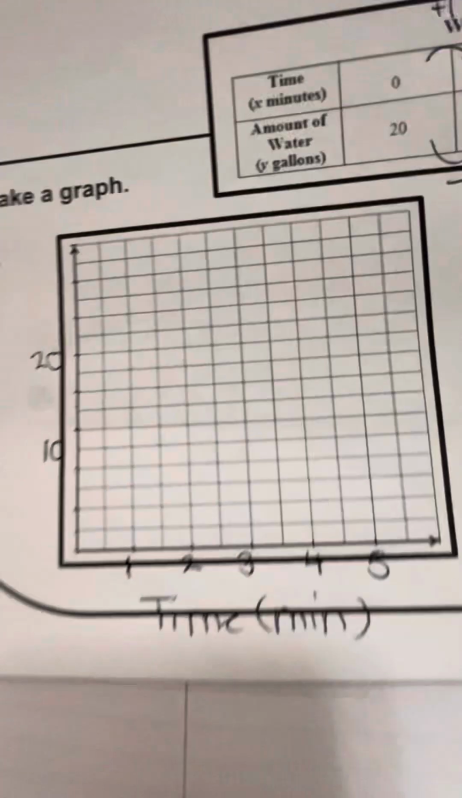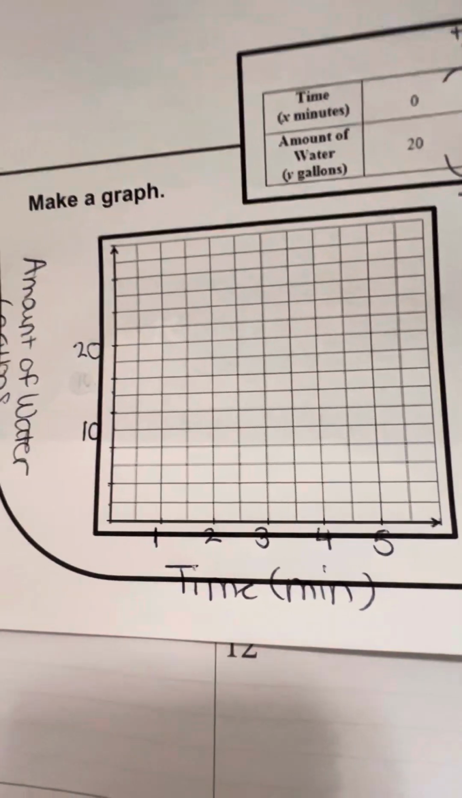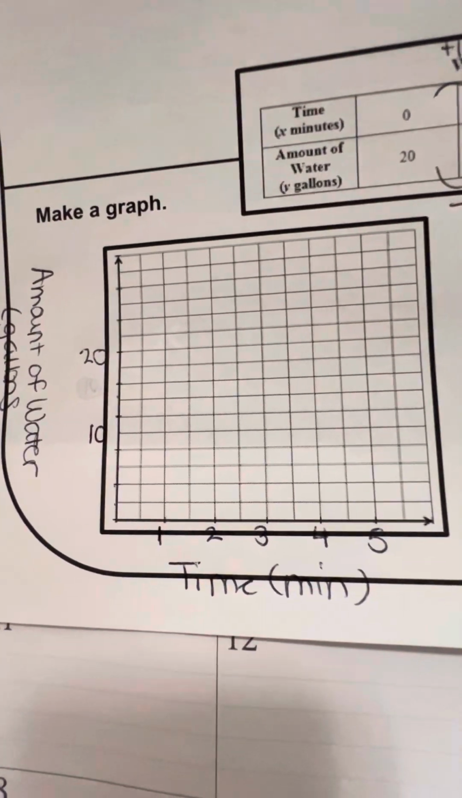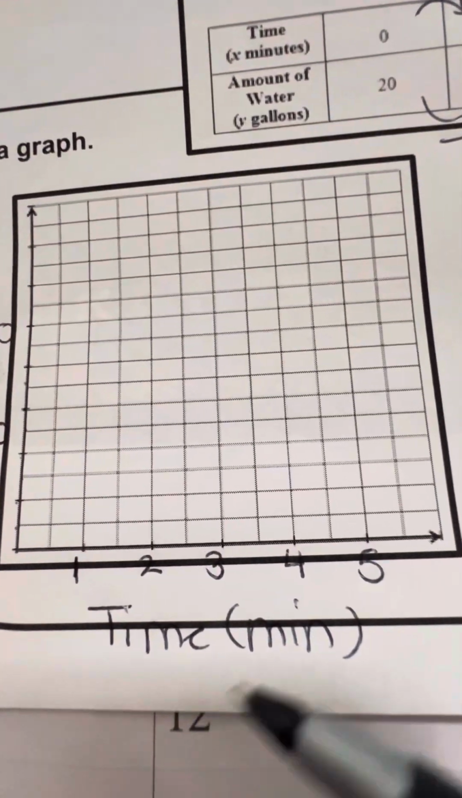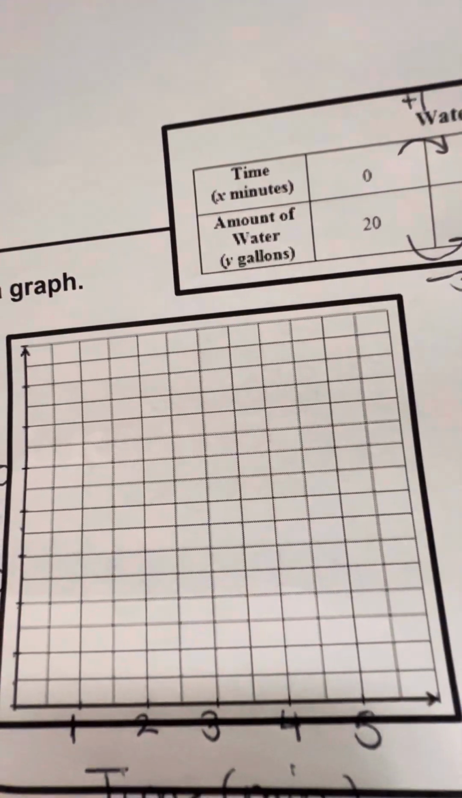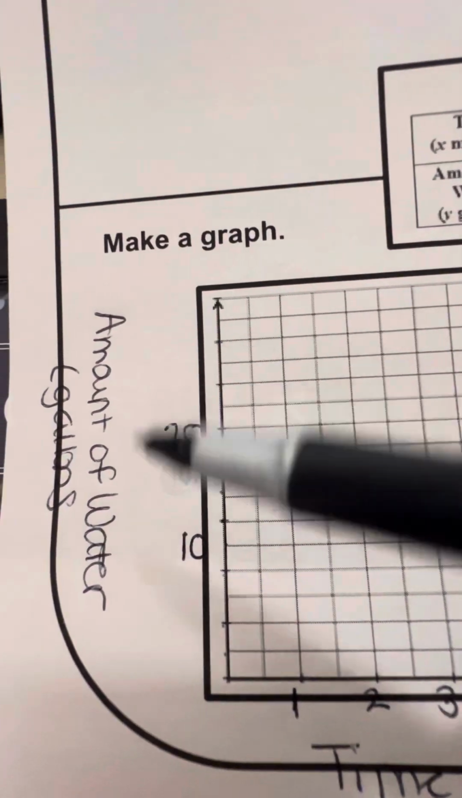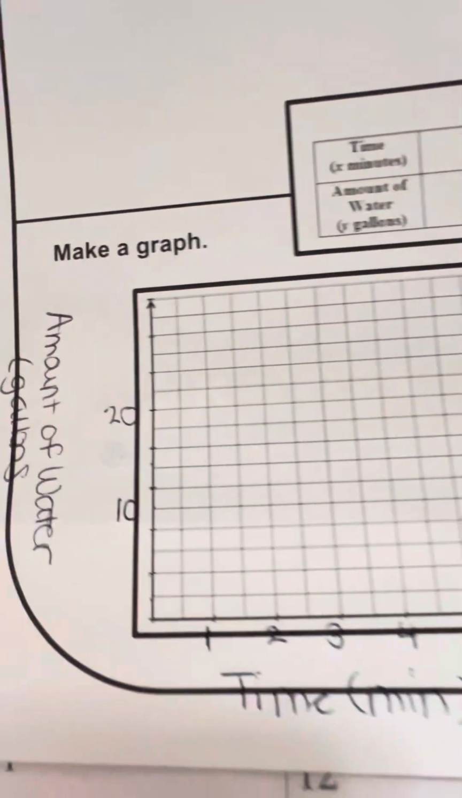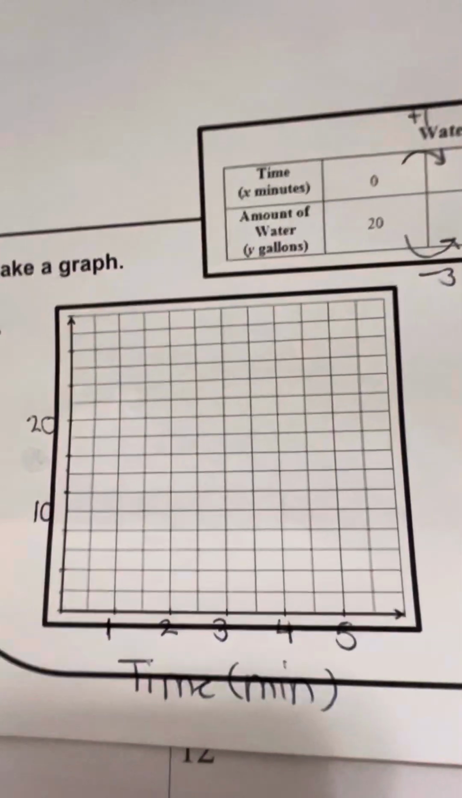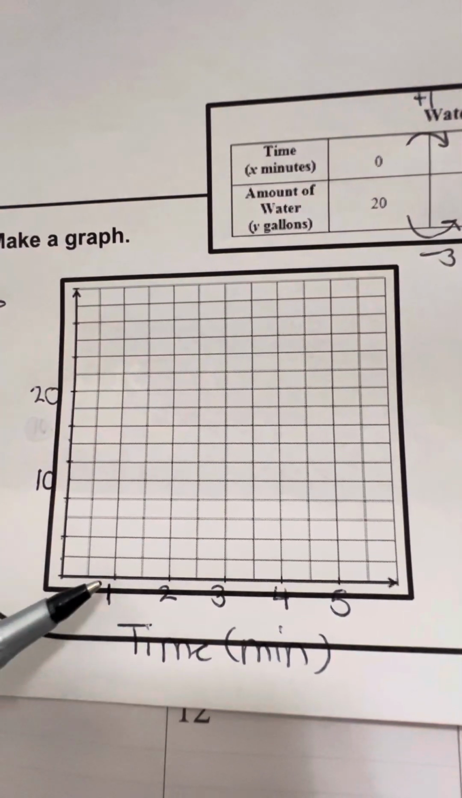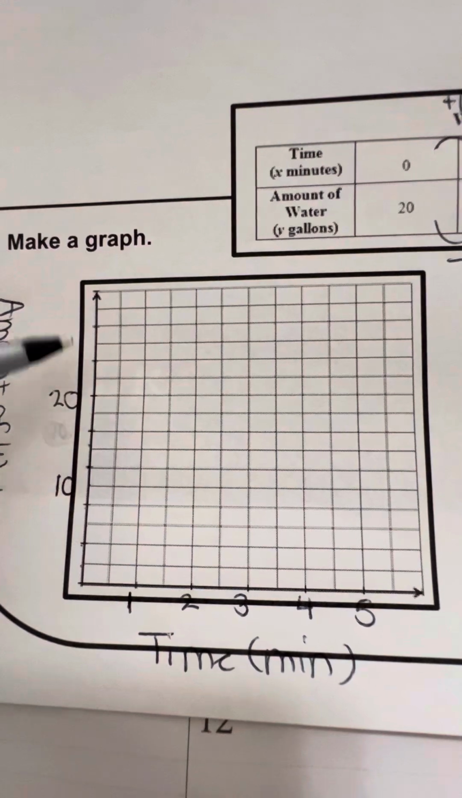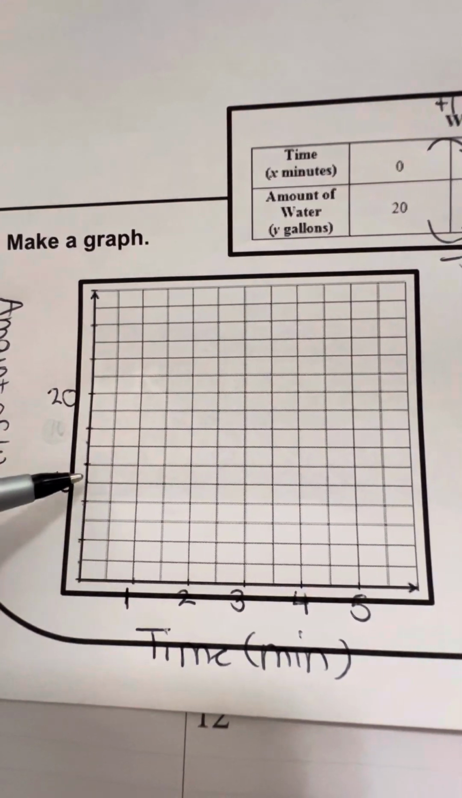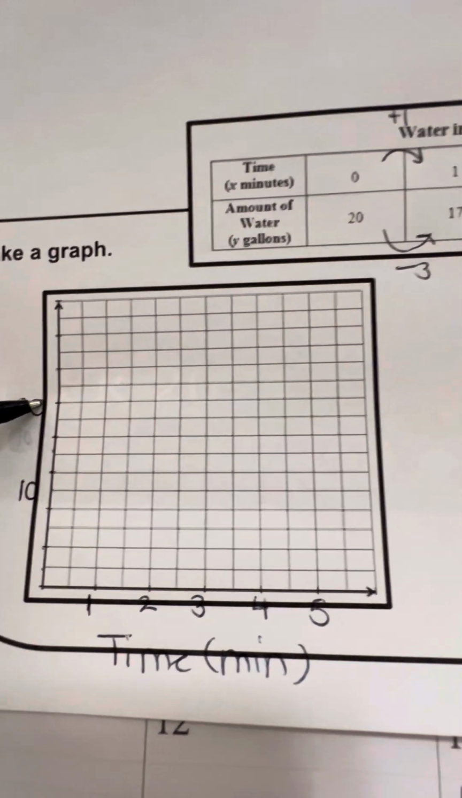Now the last thing I am doing right here is the graph. You can see that the x-coordinate was time, so I put the x-axis time in minutes. The y coordinates are the gallons, so my amount of water in gallons is over here. I just skipped every other line and then put 1, 2, 3, 4, 5, and then I'm going to graph my values. I did these by 2s, so I labeled 10 and then I labeled 20.